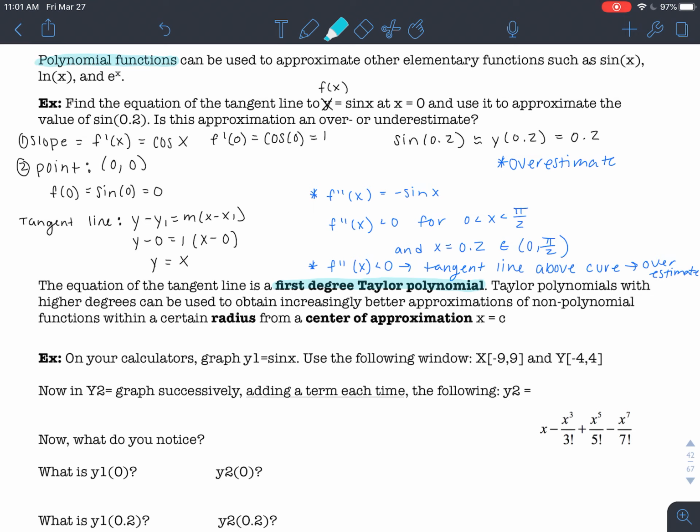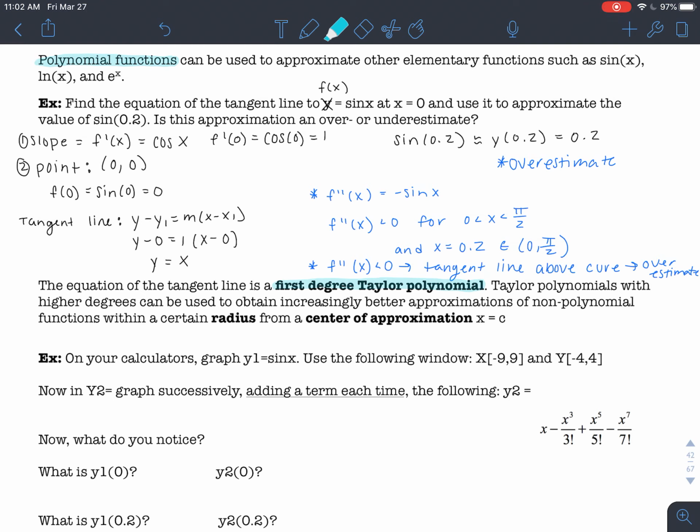So we can find other degrees of Taylor polynomials, and the more degrees we have, typically the better approximation we're going to get. So Taylor polynomials with higher degrees are going to be used to obtain increasingly better approximations of non-polynomial functions within a certain radius from a center of approximation, which we call x equaling c.